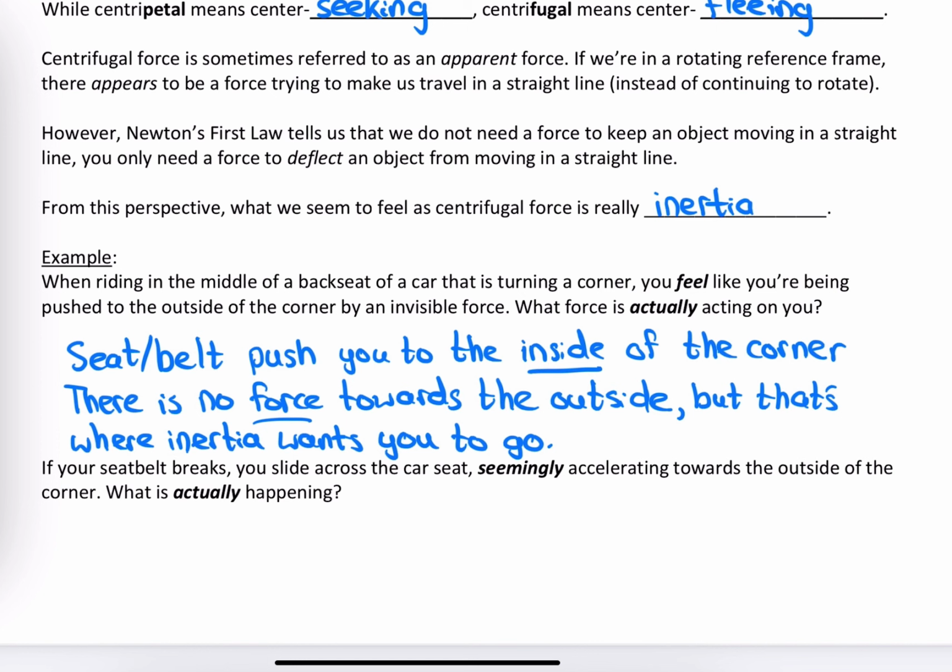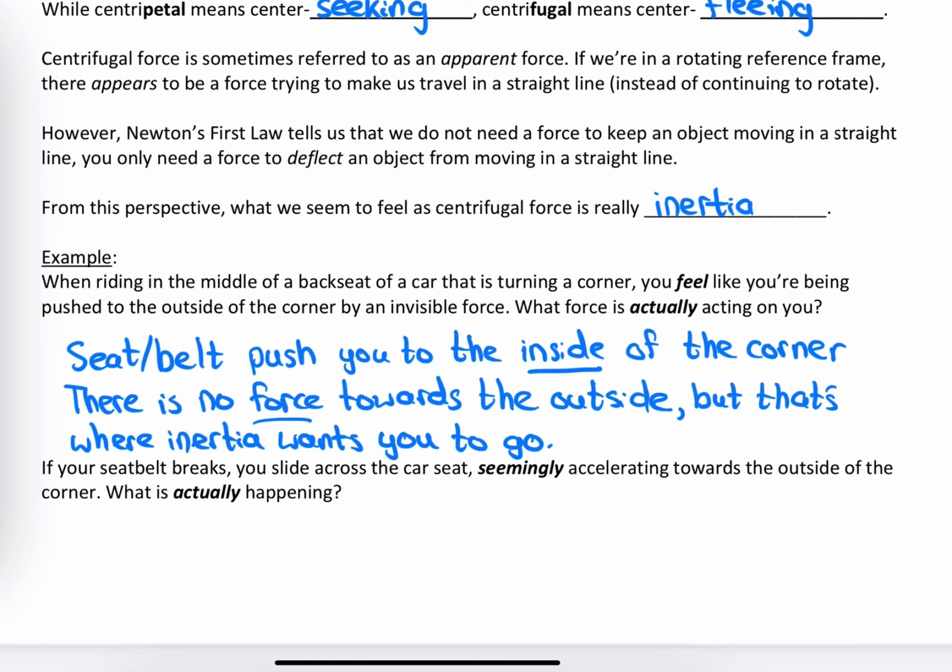So there is a force from the seat or from the belt on you, and they're pushing you towards the inside of the car, of the corner, making you stay with the car. There is no force towards the outside. However, you will seem like your body wants to go towards the outside because that's where inertia wants you to go, in a straight line.